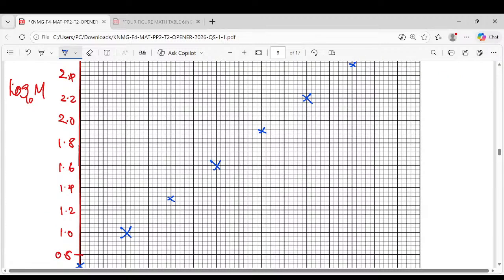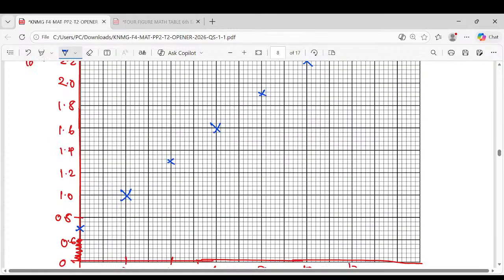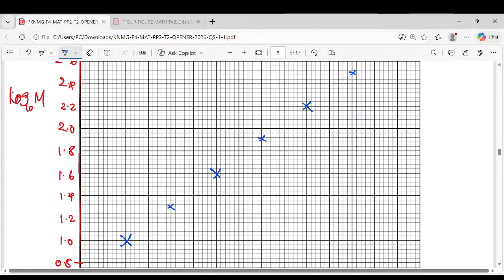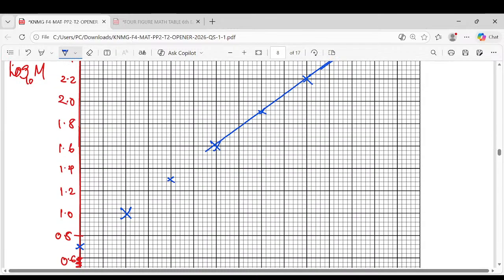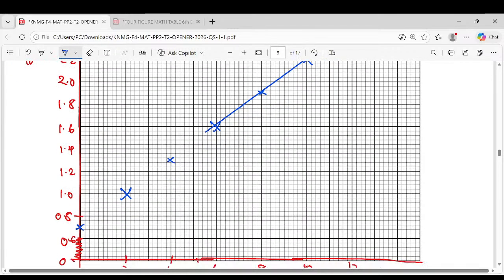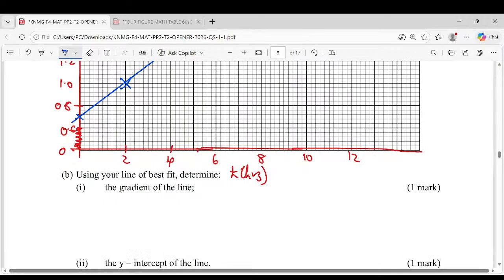Allow me to draw my line. Let us now draw the line. A line of best fit is a line that passes through the majority of your points. You can see how my line is coming. Very, very simple question. Like that. Then after that, determine the gradient of the line.